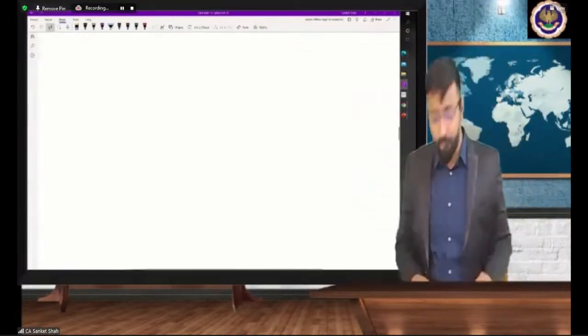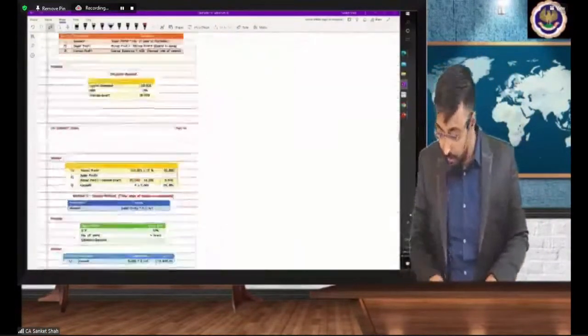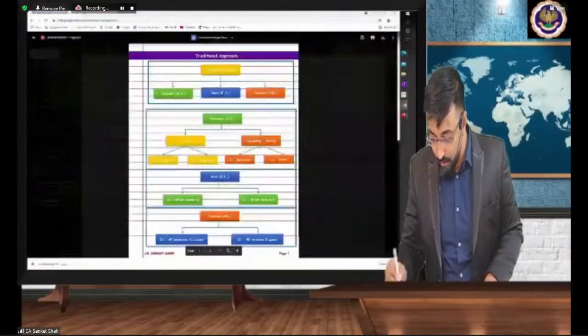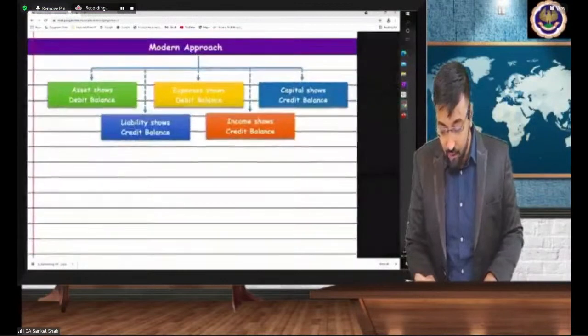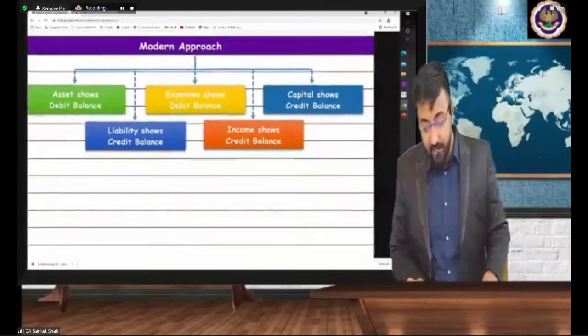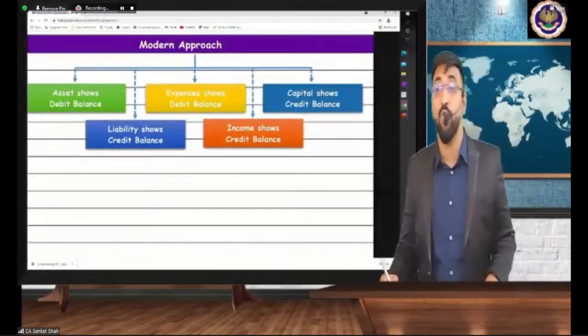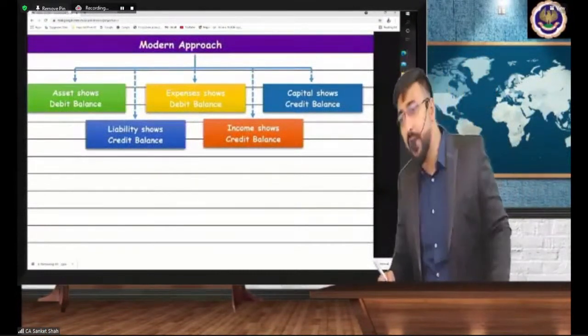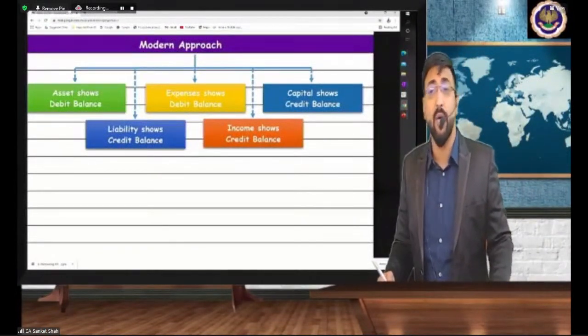And what is the modern approach? The modern approach is very simple. Asset shows debit balance, liability shows credit balance, expense shows debit balance, income shows credit balance, capital shows credit balance. Okay, so this is our modern approach.